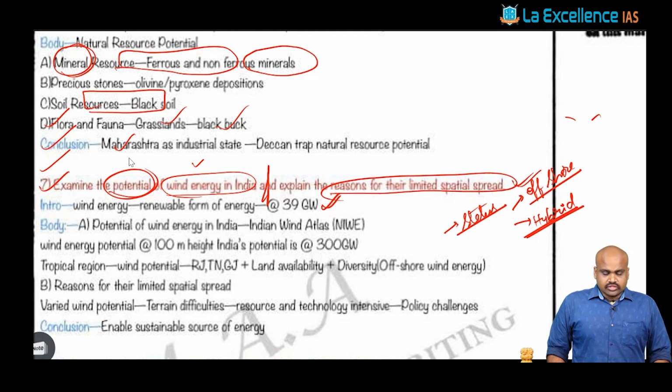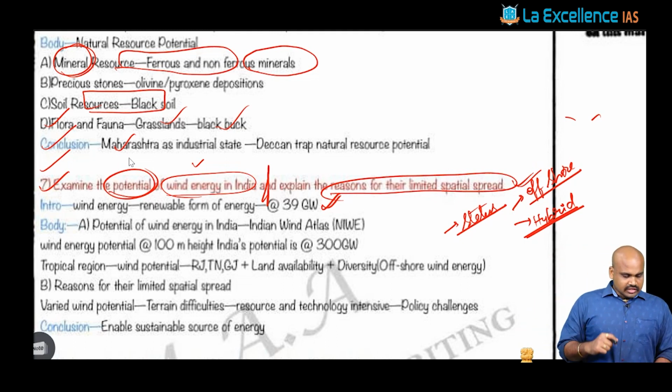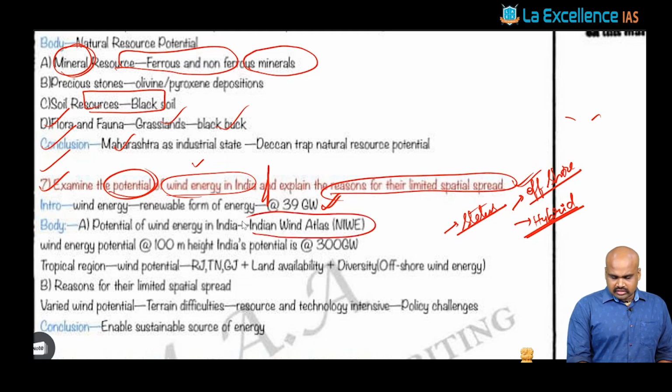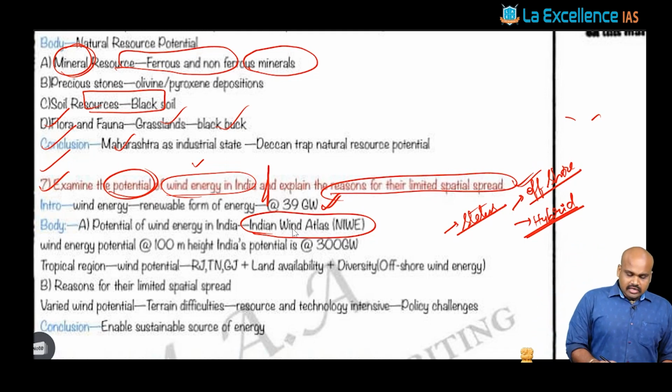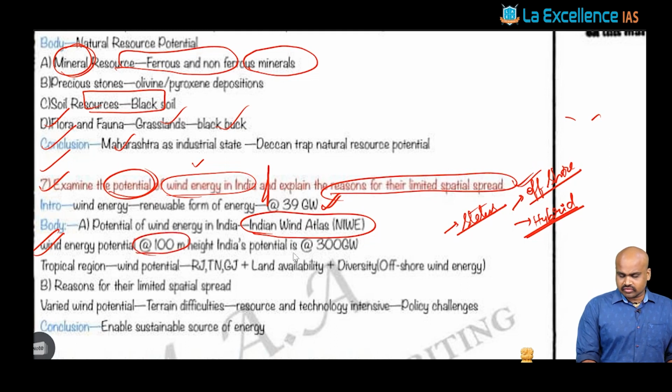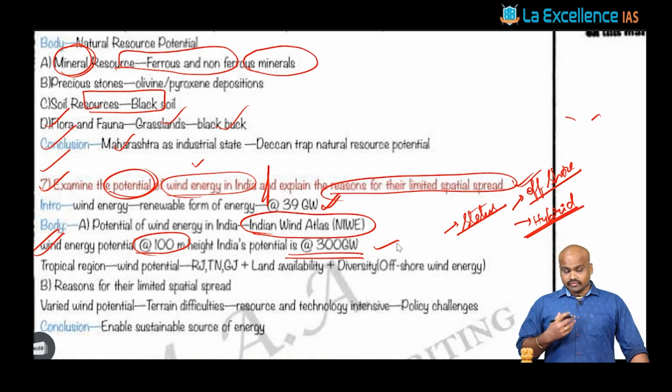And when you look at the potential of wind energy, we have to look at what kind of regions or characteristic features are necessary for this wind energy to flourish. And when you look at this, the India Wind Atlas, which is provided by the National Institute of Wind Energy, NIWE, talks about the wind energy potential. That potential is assessed at around 100 meters of height. At 100 meters of height, we have the potential of 300 gigawatts, which is an immense potential.